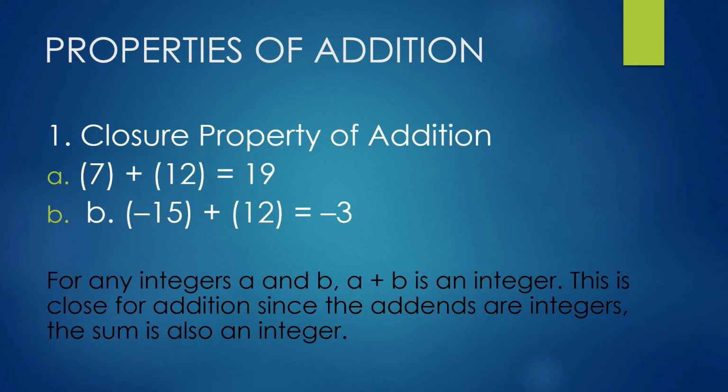Here, 7 is an integer, 12 is also an integer. So if we have the closure property, our answer must also be an integer. So this is closed for addition: since the addends are integers, the sum is also an integer.